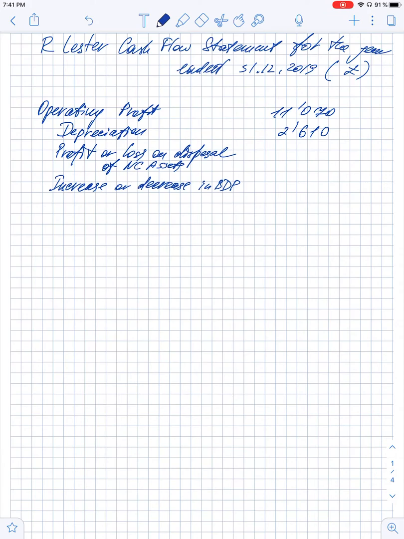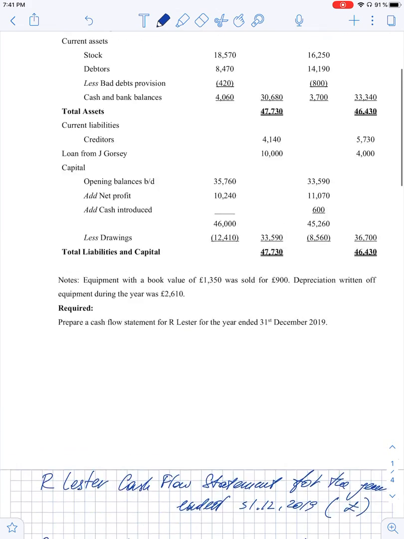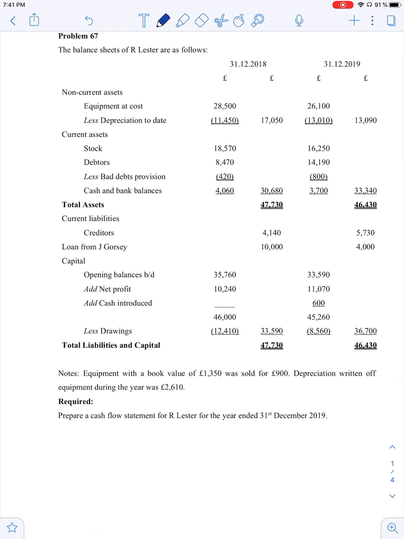Then we have to consider any sale of non-current assets. And in notes, in a special line, we are told that equipment with a book value of 1,350 was sold for 900. And it's not so difficult to calculate that the company had a loss on disposal. If we compare net book value with the cash received, we can see that it was sold with a loss.